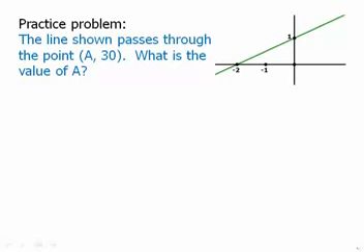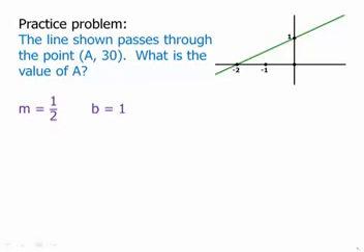Here's a practice problem. Pause the video and then we'll talk about this. Okay, the line shown passes through the point (a, 30). What is the value of a? Well, it's very easy to read off this graph the value of the y-intercept. The y-intercept is 1. And the slope, well, since it goes through -2, we have a run of 2 and a rise of 1. So rise over run would be 1/2. So the slope is 1/2 and the y-intercept is 1.